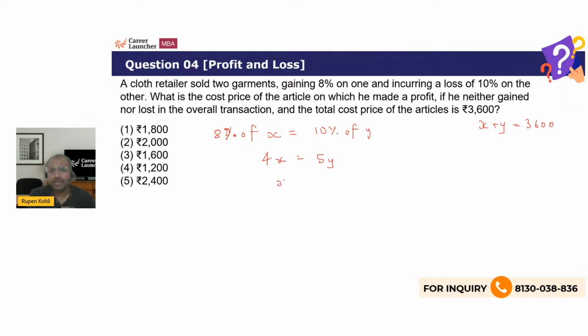If I cancel 2, x upon y is 5 upon 4. So the two numbers are in the ratio of 5 to 4, and they add up to 3600. 5 plus 4 is 9. 9 into 400 is 3600. So just multiply the numbers with 400. So this is 2000 and this is 1600. 2000 therefore is your answer. Isn't it? So it's a 45-second question, right? Profit should equal loss, so that overall there is no profit or loss.